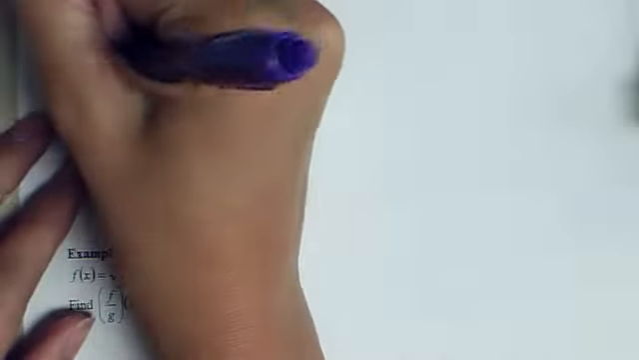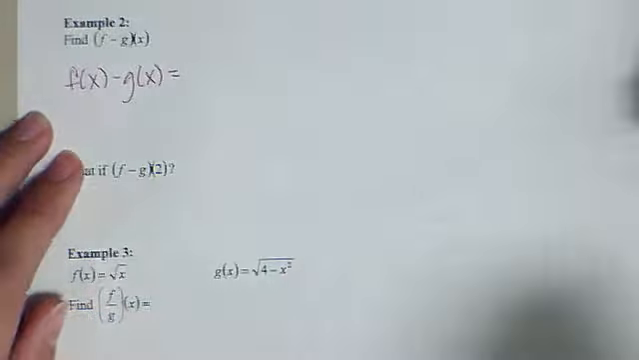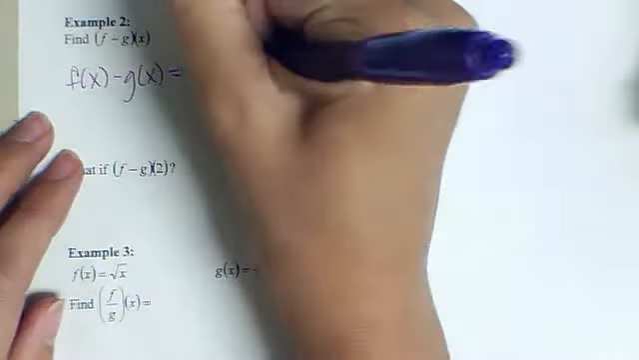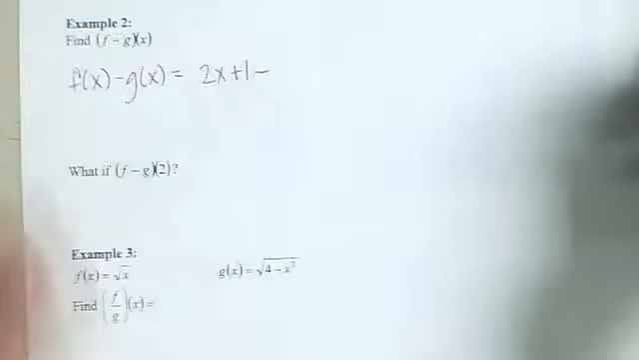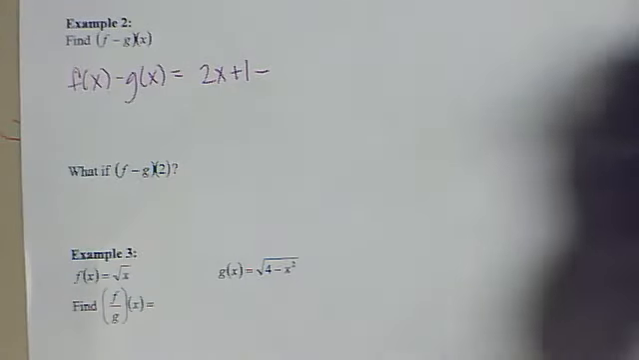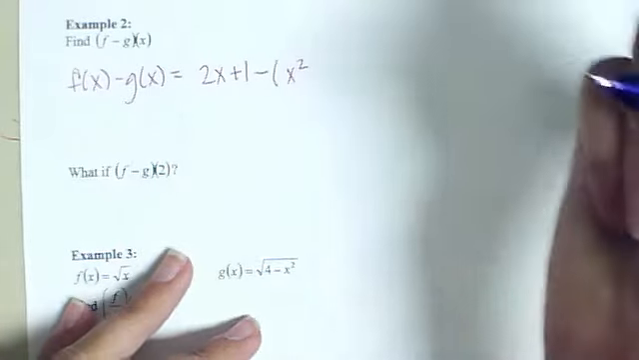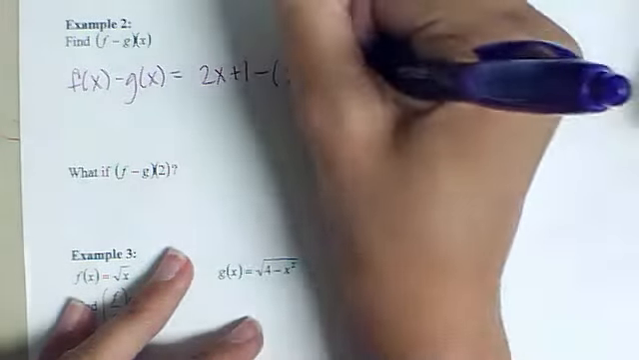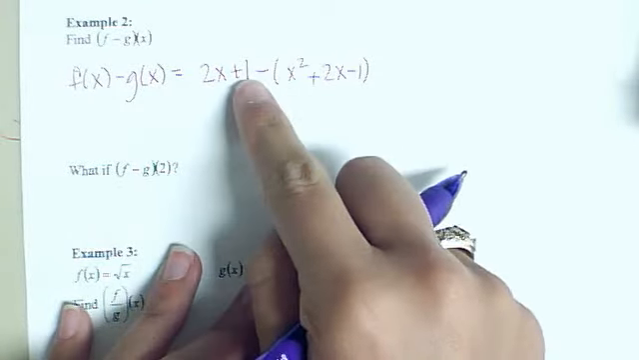So we're going to write it as f of x minus g of x. And then we'll replace f of x with 2x plus 1, because that's what f of x equals, minus, and then right here's where you need to use parentheses. The reason that's a big deal is if you don't, you're not going to have the right signs. So now I'm replacing this with x squared plus 2x minus 1, because that's what g of x is. I'm subtracting the whole function, so I put it in parentheses.